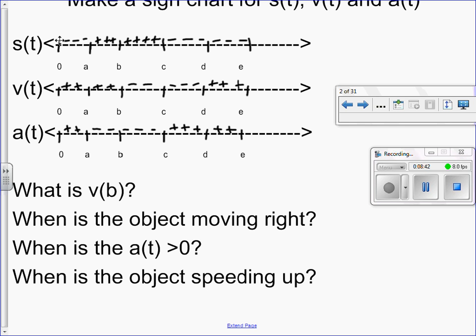Looking back at the graph of the position, what would you say V of B is, the velocity at time B? 0. Good, because that's the slope of the position graph at time B. Everyone see that? I'm not going back to the graph. It's too hard to go back and forth.